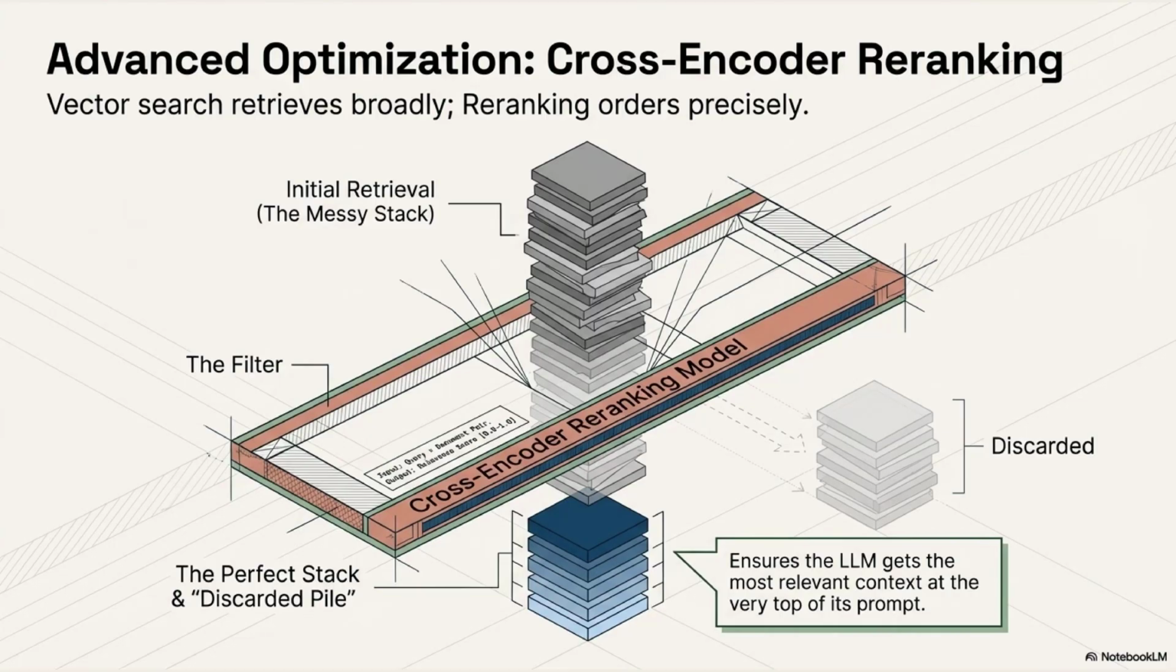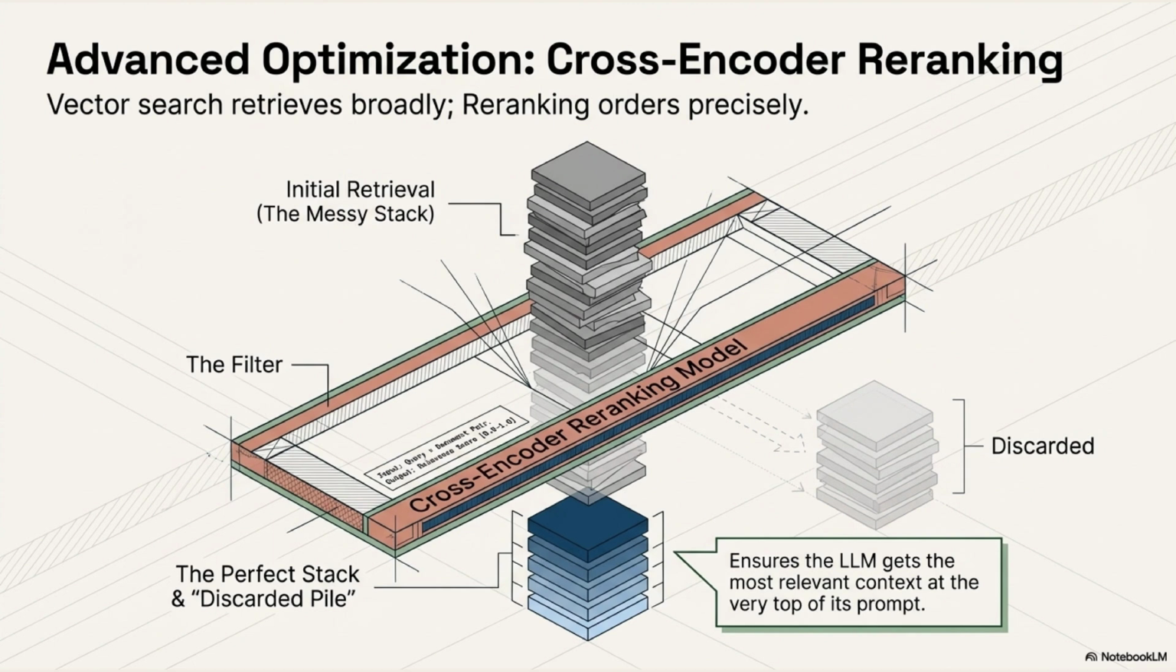You've done hybrid search, you've retrieved your top results, but there's still one more optimization layer before those results reach the language model. This slide covers cross-encoder re-ranking, and the subtitle says it precisely. Vector search retrieves broadly, re-ranking orders precisely.